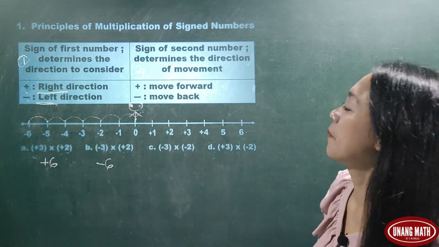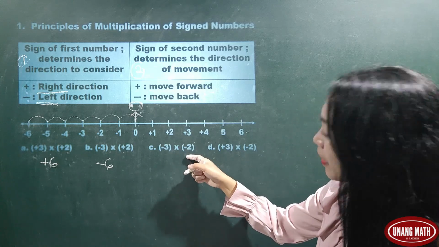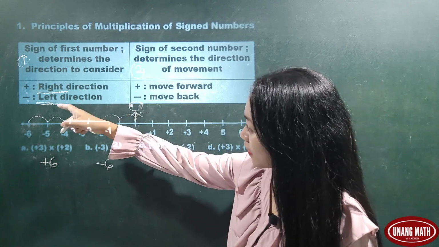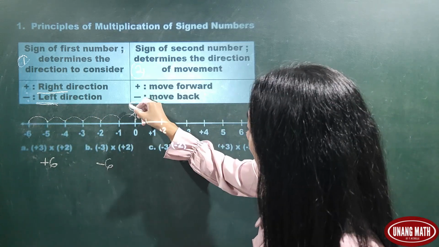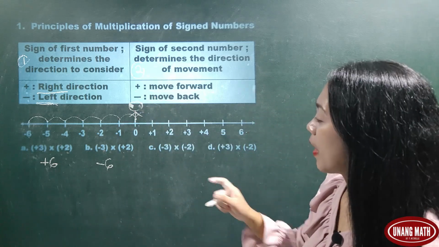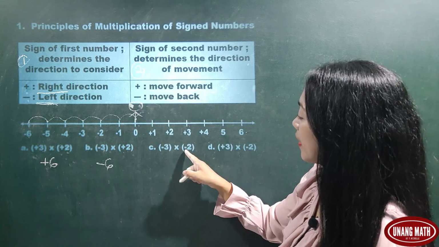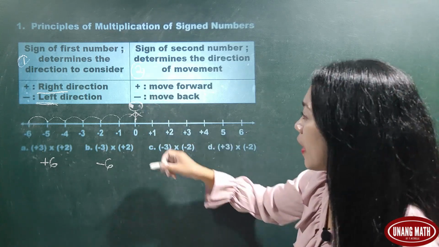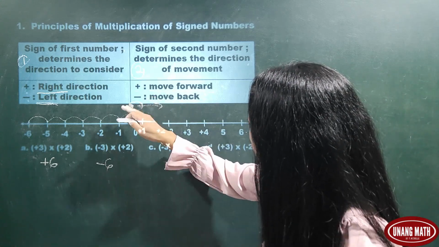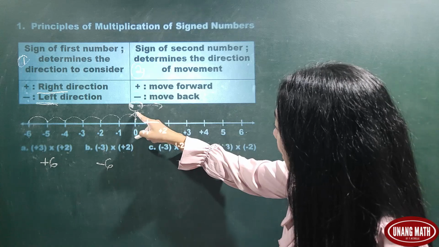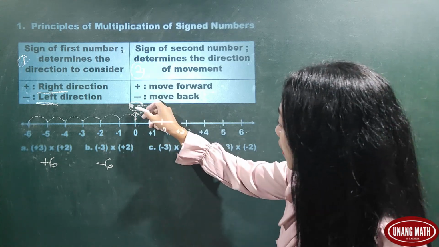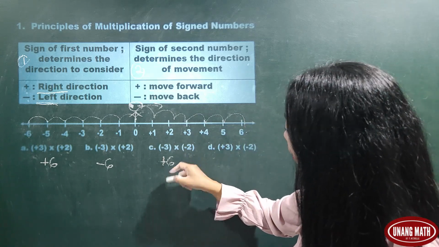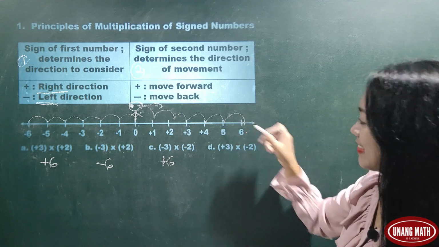Let's go to the third example, negative 3 times negative 2. So this is negative. Our first number is negative. So the direction that we need to consider is left. Okay, so this point. Now, the sign of the second number is also negative. So that means we need to move back. So from here, we need to move back. So we will follow this direction. So how many times do we need to move back? 3 times 2, 6. So 1, 2, 3, 4, 5, 6. So the answer is positive 6.